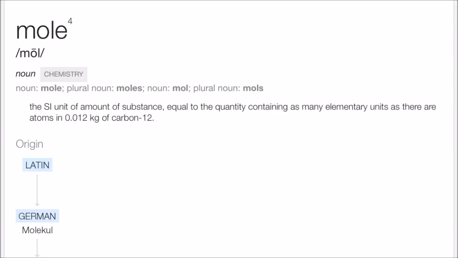The SI unit of amount of substance equal to the quantity containing as many elementary units as there are atoms in 0.012 kilograms of carbon-12. Finally. Wait. There are even more of them? A highly spiced Mexican sauce made chiefly from chili peppers and chocolate served with meat. An abnormal mass of tissue in the uterus?